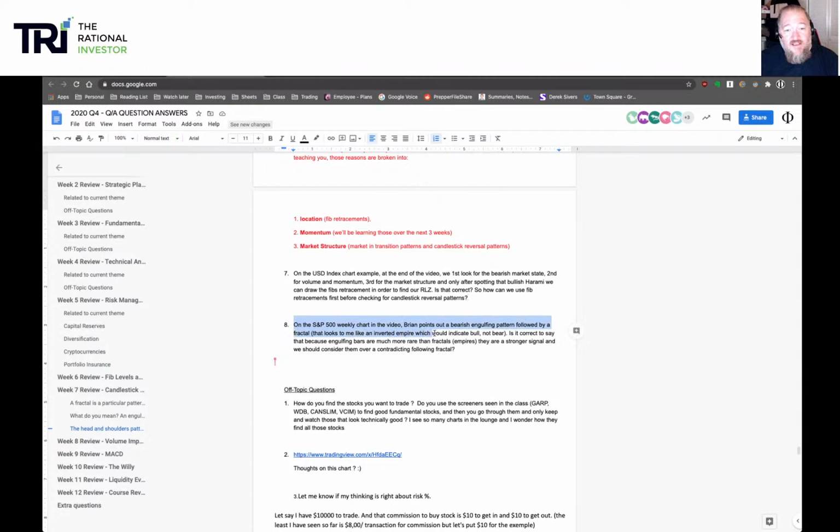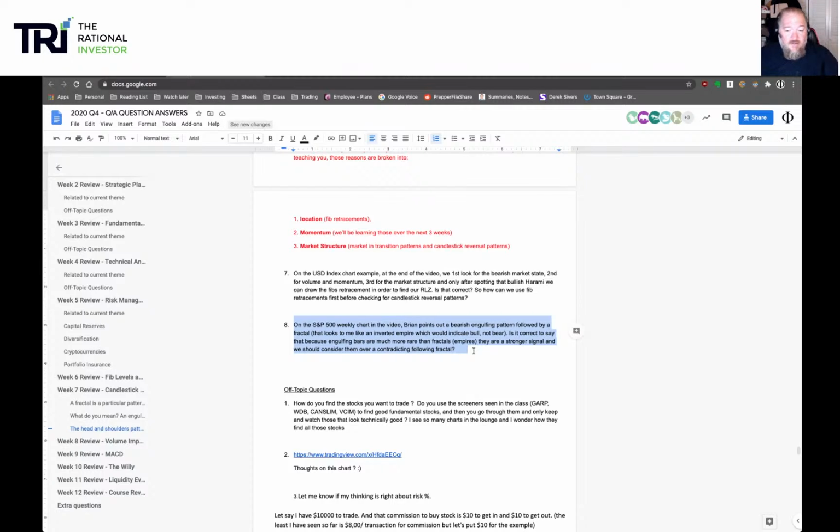All right. On the S&P 500 weekly chart in the video, Brian points out a bearish engulfing pattern followed by a fractal. It looks to me like an inverted empire, which would indicate bull, not bear. Is it correct to say that because engulfing bars are much more rare than fractals, they are a stronger signal, and we should consider them over contradicting following fractals?